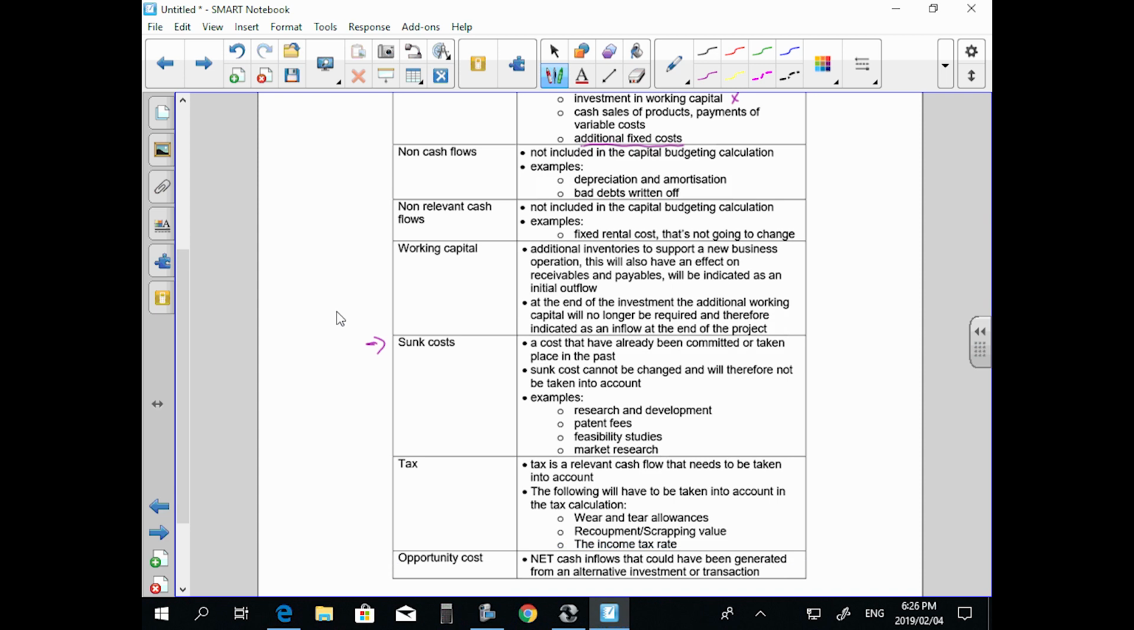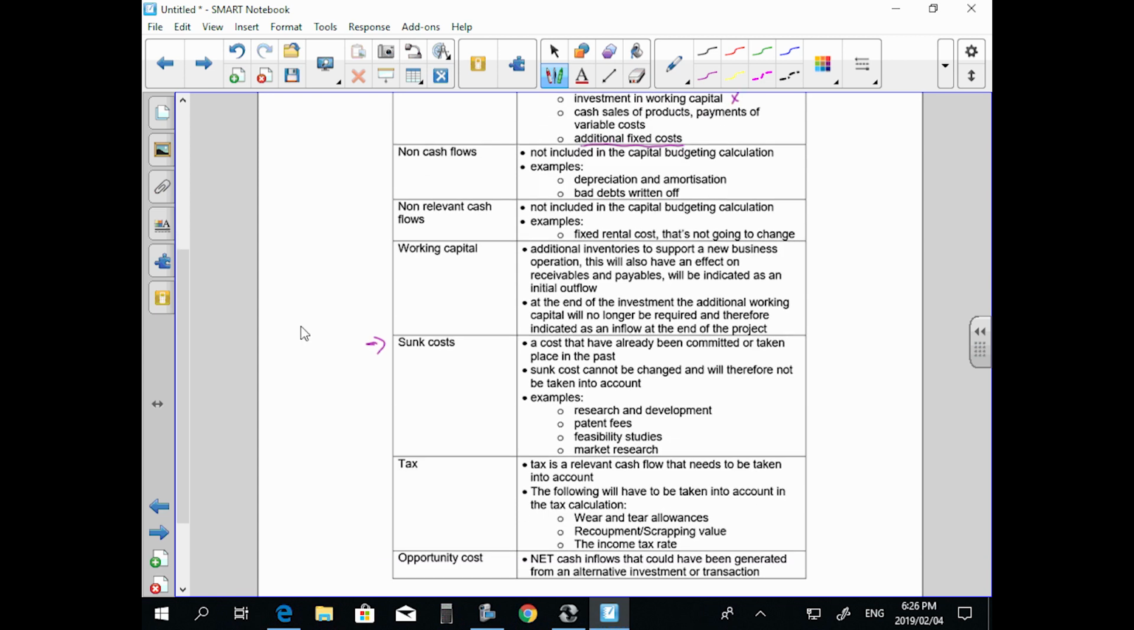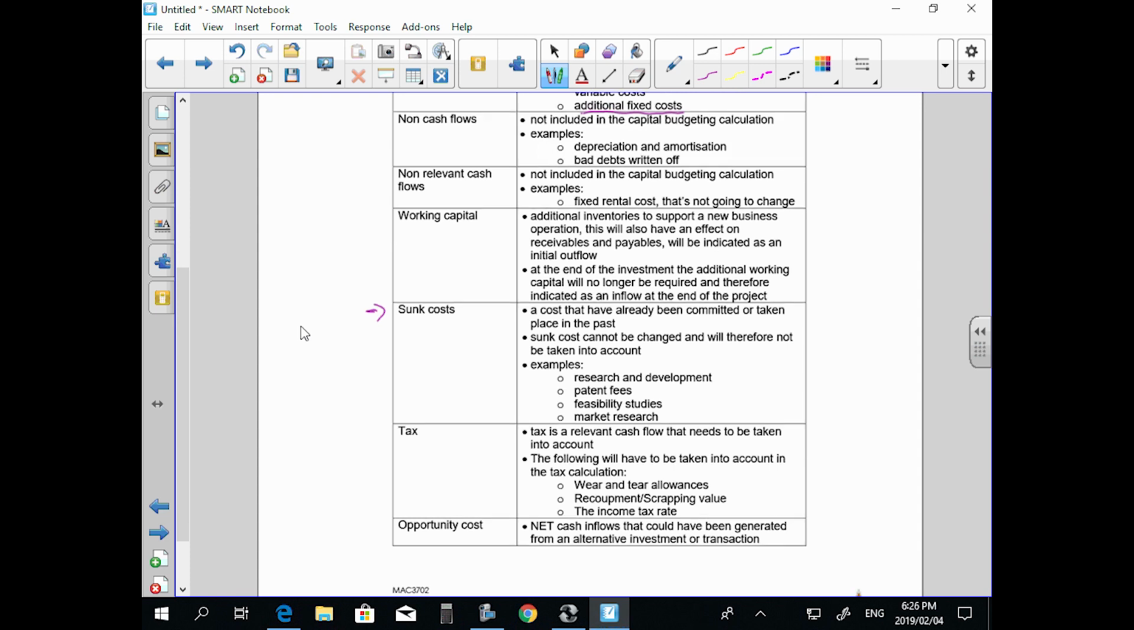Your non-relevant cash flows. So this is not included in your capital budgeting calculations. So like I said, your fixed rental and stuff like that. Any fixed costs are not included. Your working capital. So there's additional inventory to support a new business. And this is what I was saying. So it's obviously just going into more detail. Outflow in year one, and inflow in the last year of your project.